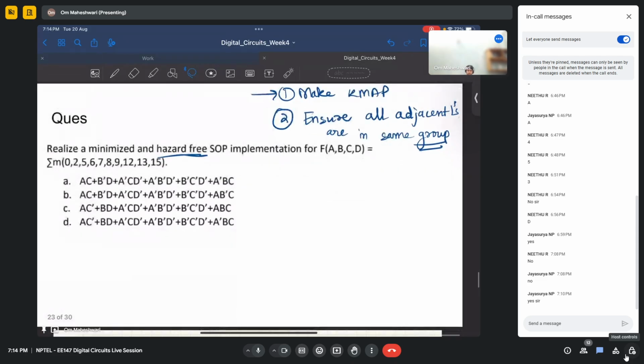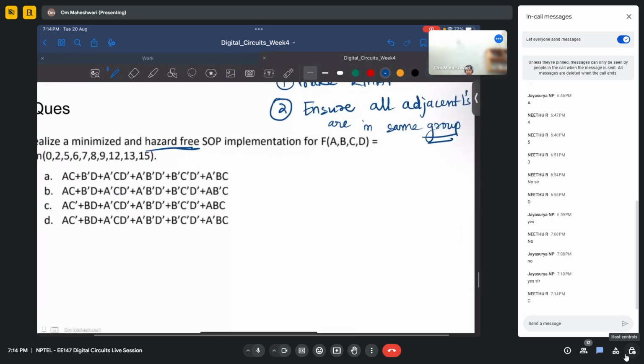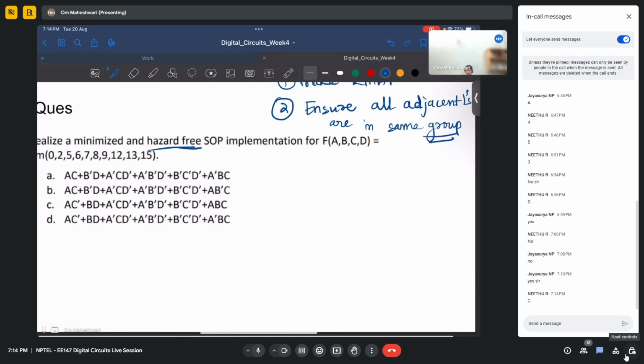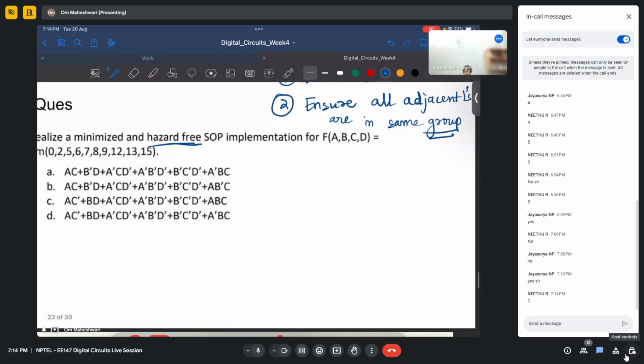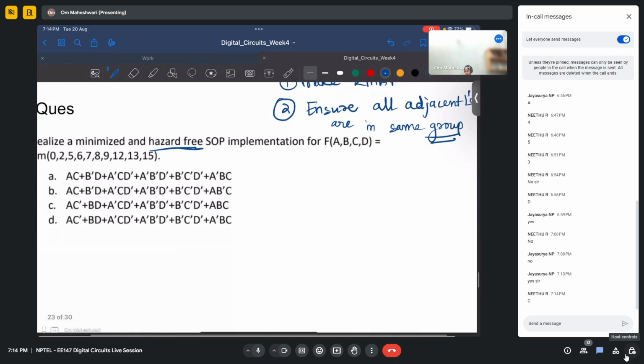Okay, is anyone close to any answer? Please keep attempting. I'll just make the K-map, and till then we will see how to solve it. Meanwhile, okay, someone got C. If anyone else is getting any other answers also, please feel free to comment.